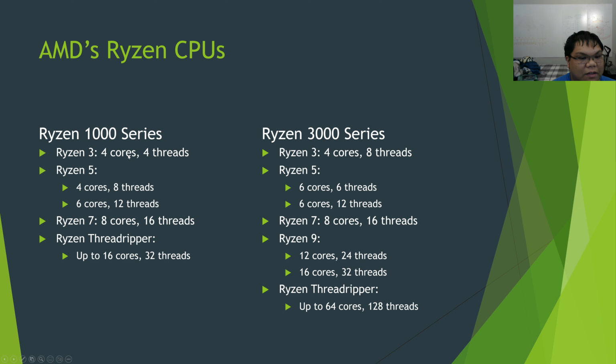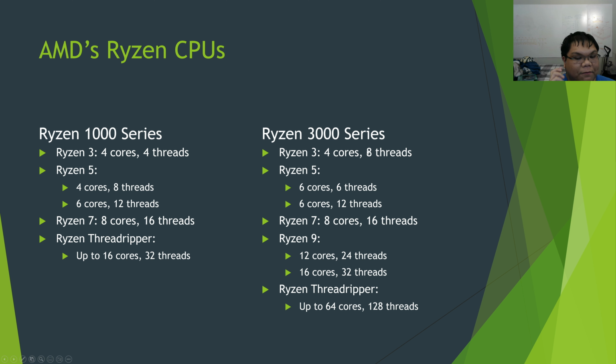Ryzen 3 CPUs that had 4 cores and 4 threads, all the way to Ryzen 7 CPUs that had 8 cores and 16 threads. This also includes a high-end version of Ryzen called Threadripper that went up to 16 cores and 32 threads. More processing power than the average user may ever need, except for those use cases where we're dealing with a power user who needs extra processing power for, say, data science or 3D rendering, for example.